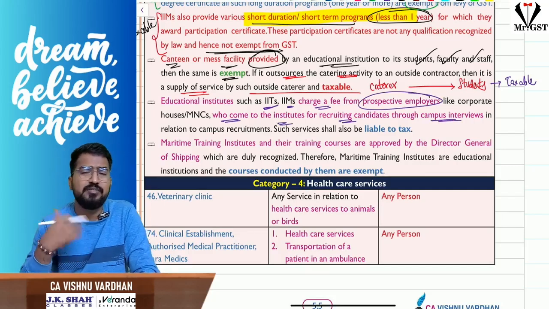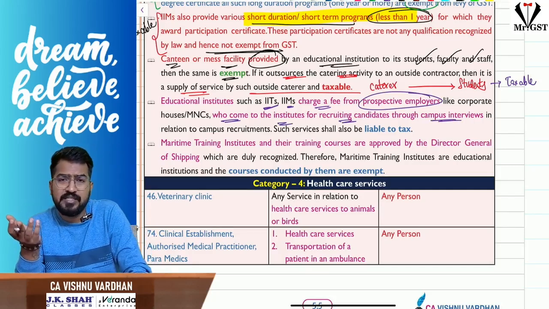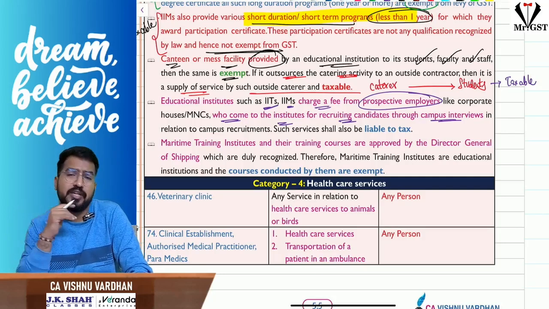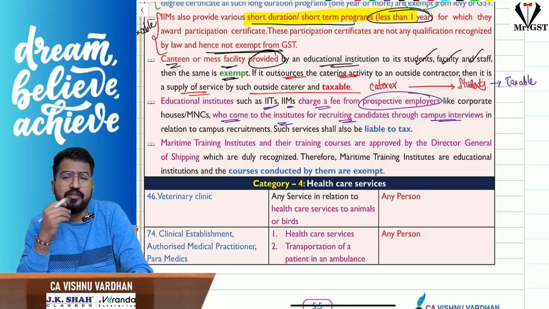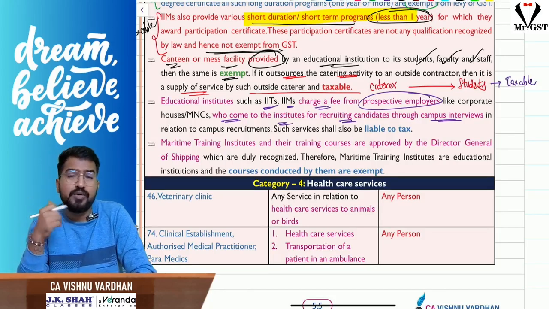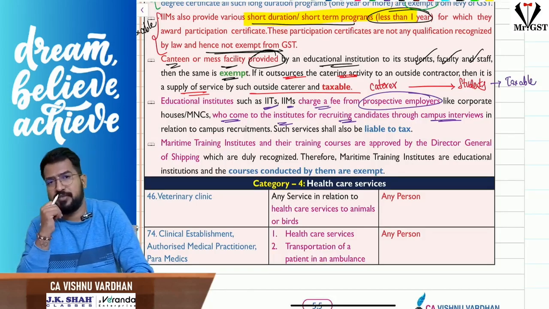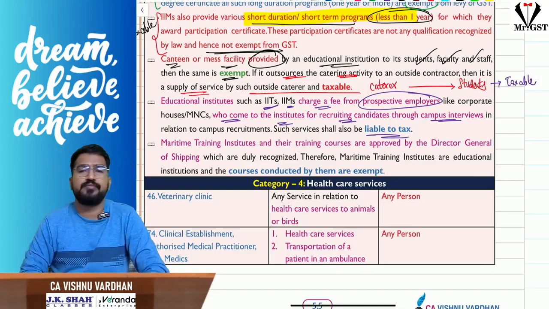Sir, this is not something provided to students, faculty, staff. The education institution is allowing me to enter their campus. I am not a student, I am not a faculty, I am not a staff there. So I am paying consideration to get entry for the campus placement. That is liable to tax.